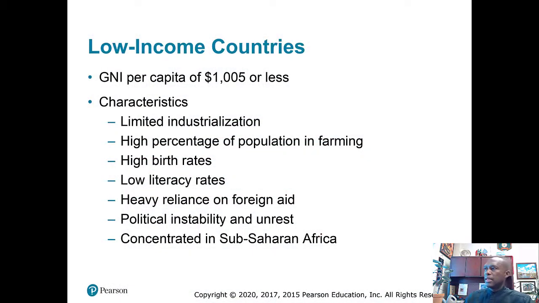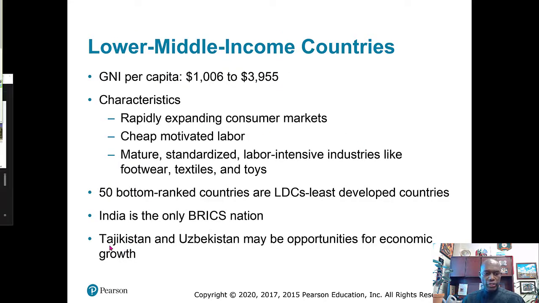Here you have low income. They mention concentrated in sub-Saharan Africa, but frankly, it's going to be in a lot of places and not just in sub-Saharan Africa. Although you have a lot of the low-income countries there, you have some that have risen. I mentioned Botswana, Rwanda are two countries, Ghana being another. So if you look, they have these Central Asian countries, Tajikistan, Uzbekistan, maybe opportunities for economic growth. They have another Central Asian nation, Kazakhstan, which is undergoing turmoil as we speak. They are protesting over surging fuel prices.